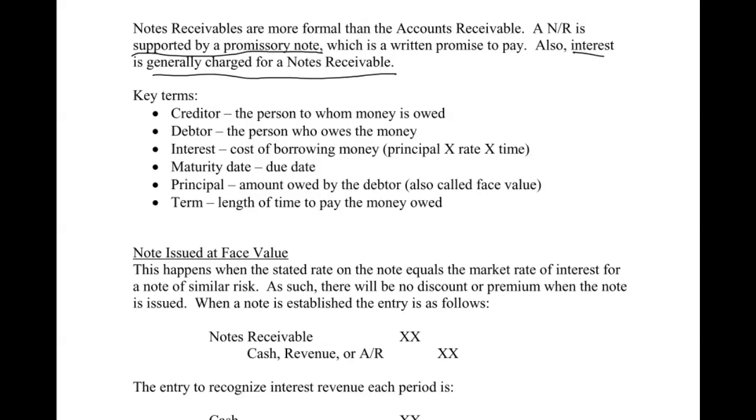We have creditor and debtor. The creditor is the person to whom the money is owed. The debtor is the person who owes the money. So in this chapter, we have the receivable, so we are the creditor.